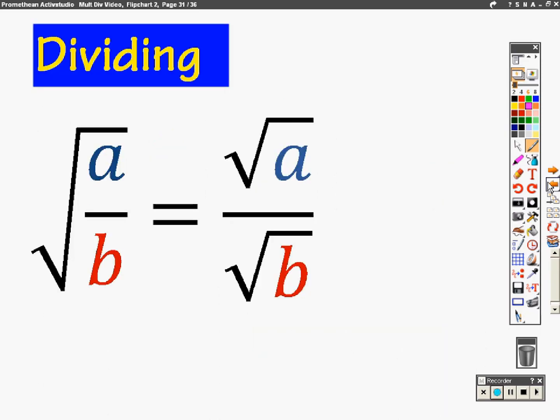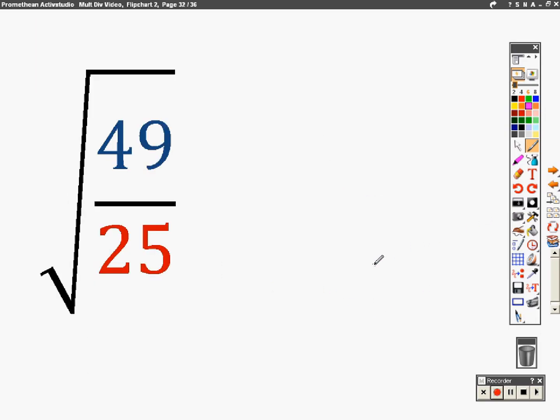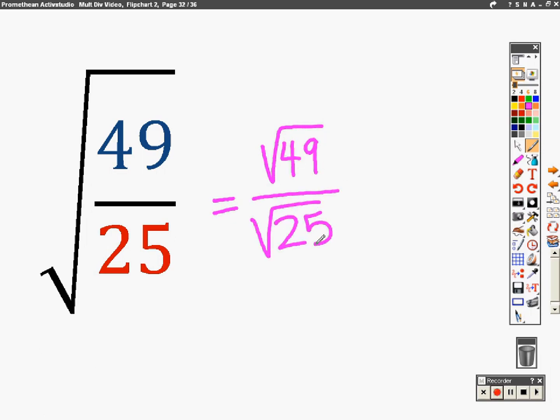What about dividing? You guessed it. The same way we can simplify radicals using multiplication, I can simplify radicals using division. Whenever you see a fraction in the form of a over b, that can be simplified to the square root of a over the square root of b. Let's see some examples. So when I have big radical 49 over 25, that's equivalent to saying radical 49 over radical 25, which cleans up really nicely to 7 over 5.